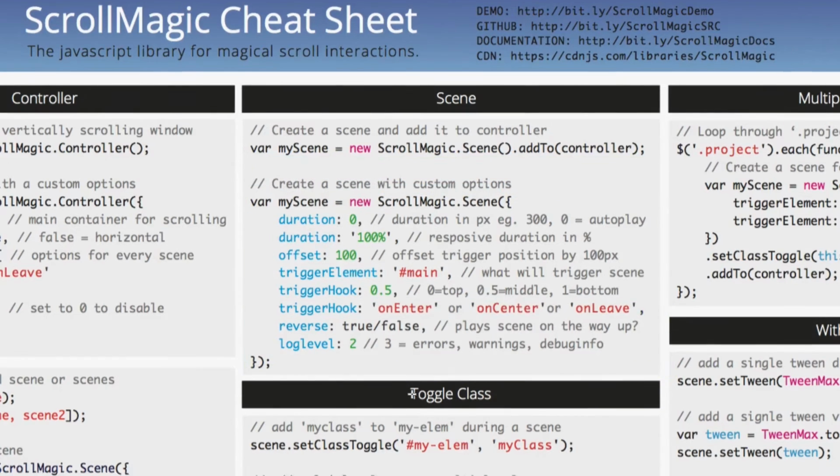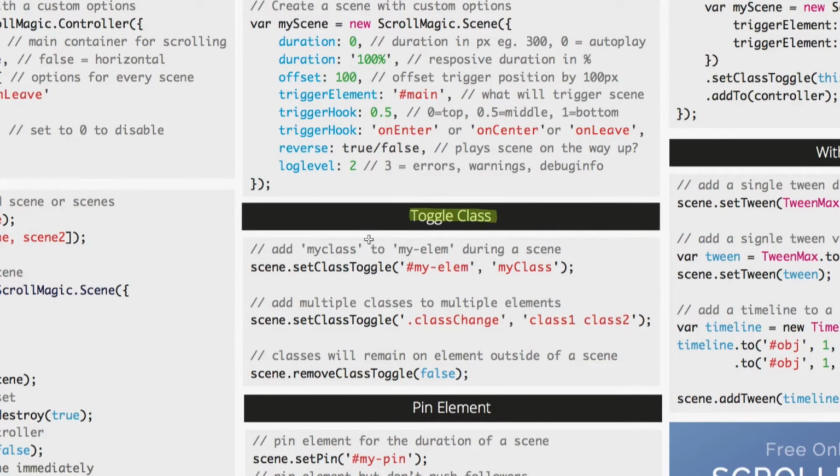Then we have a section where we're toggling classes using ScrollMagic. We're using setClassToggle to define the element we want to change the class on, and then the class which will be added to this element. And then we have multiple classes as well. Okay. And the last thing in the toggle class section is a remove class toggle, which means that once this scene is not active, the class will remain on the element or not.